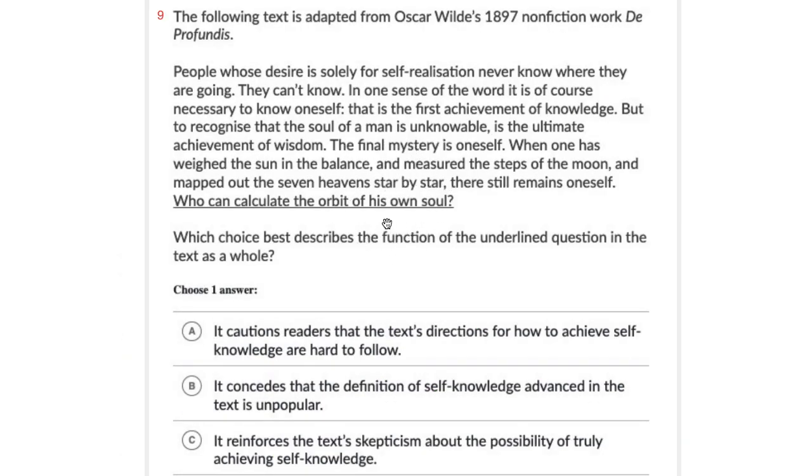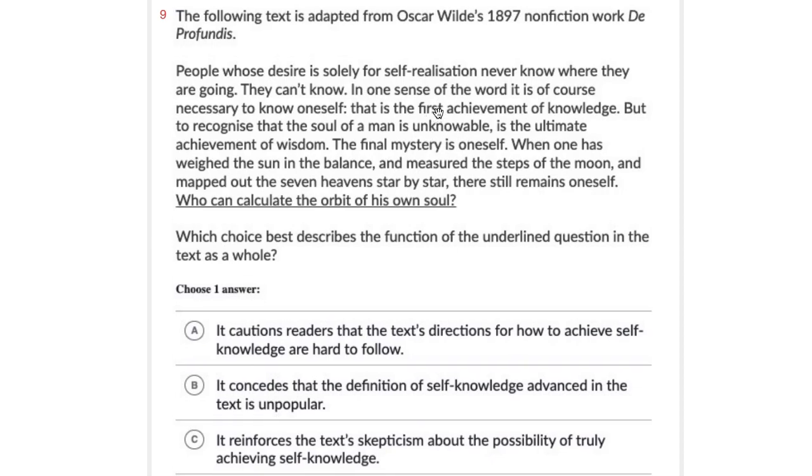Number 9, again, the function of the underlined sentence. People whose desire is solely for self-realization, to realize or to make real one's goals or ambitions or dreams, never know where they are going. They can't know. In one sense of the word, it is, of course, necessary to know oneself. That is the first achievement of knowledge. But to recognize that the soul of man is unknowable is the ultimate achievement of wisdom. I would say you don't technically need that comma there, but I guess it's for clarity's sake. The final mystery is oneself. When one has weighed the sun in the balance and measured the steps of the moon and mapped out the 7 heavens star by star, there still remains oneself. Who can calculate the orbit of his own soul?